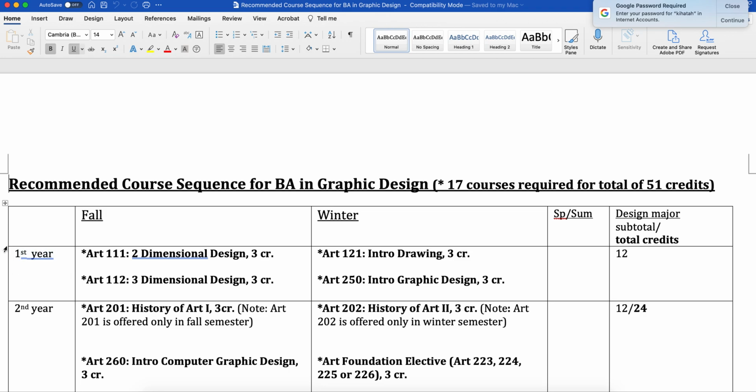In the first year, when you come in, you can work with 2D and 3D. Then next semester, intro drawing and intro graphic design. It's recommended, so if there's some reason that you can't get that, you can change these. I recommend you change for winter, but I would not really recommend you change the year.